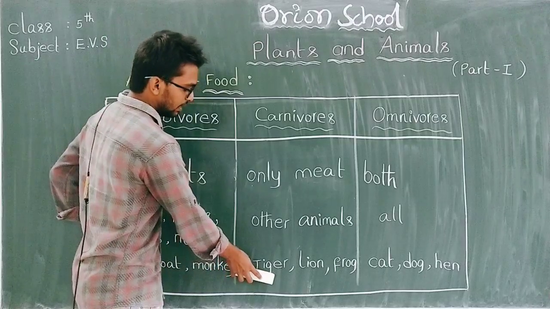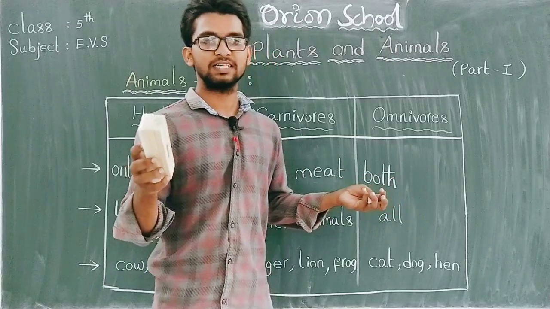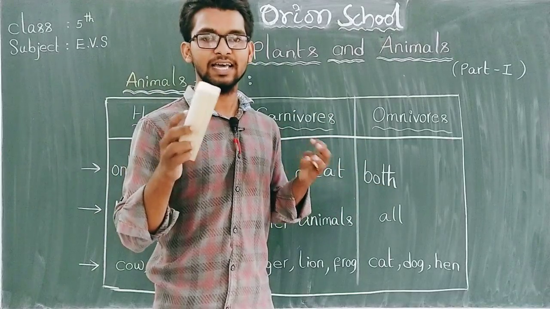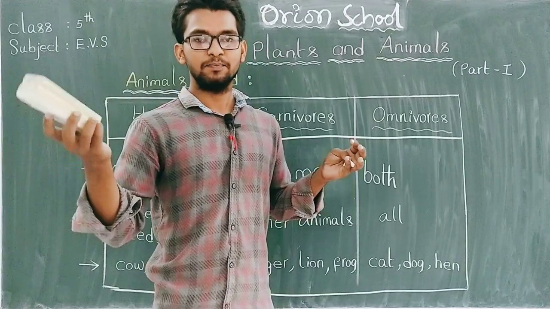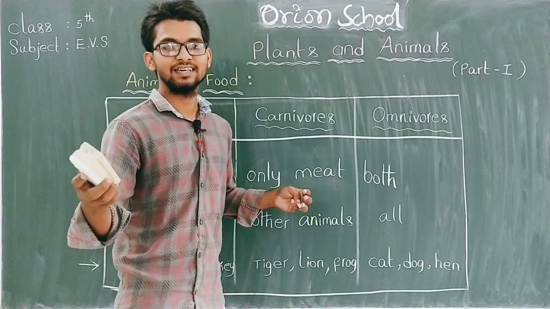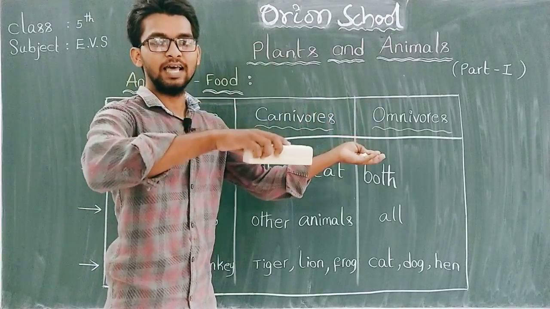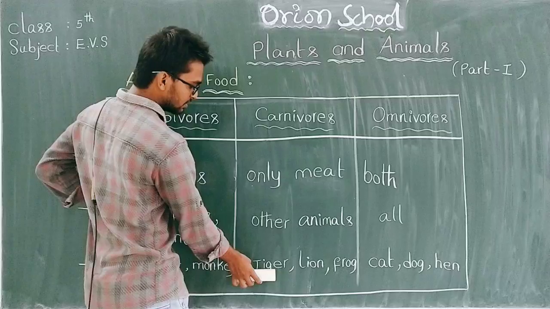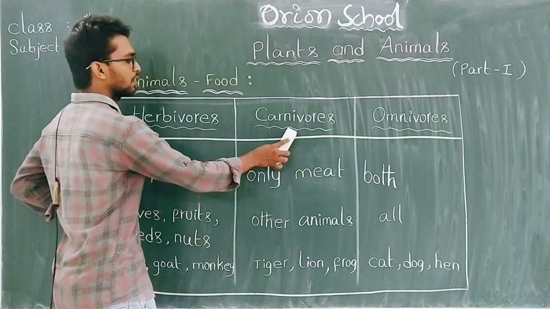A tiger eats only other animals. Generally, we see tiger biscuits, right? Have you ever eaten them? Yes, we eat tiger biscuits, but a tiger never eats biscuits, because biscuits are made from plants, right? In the same way, we hear about lion honey, right? But a lion never eats honey. A lion only eats other animals, right? So I think you got the point. Some animals eat only other animals, they hunt, right? So these are all carnivores.